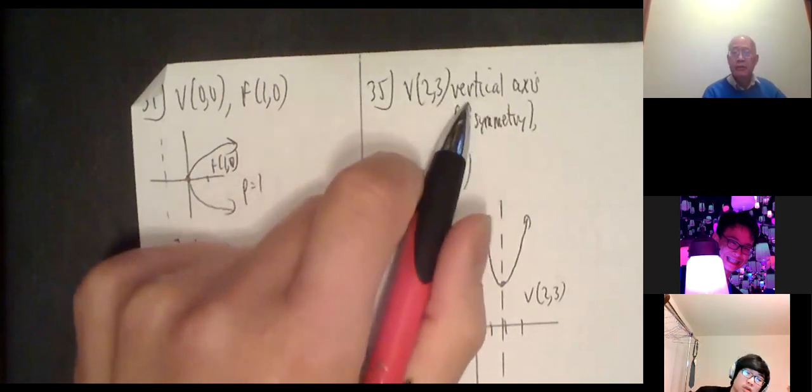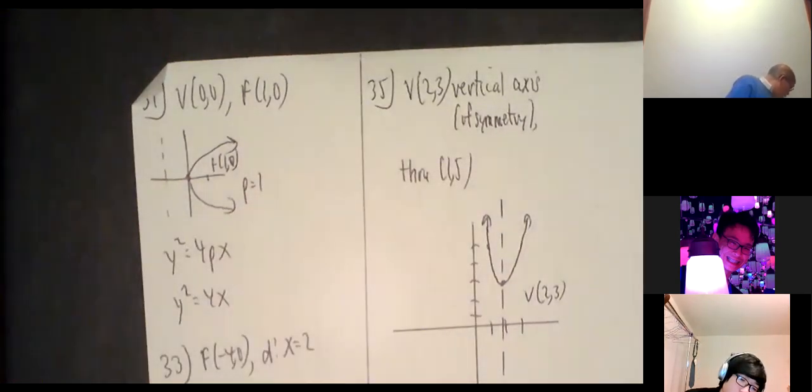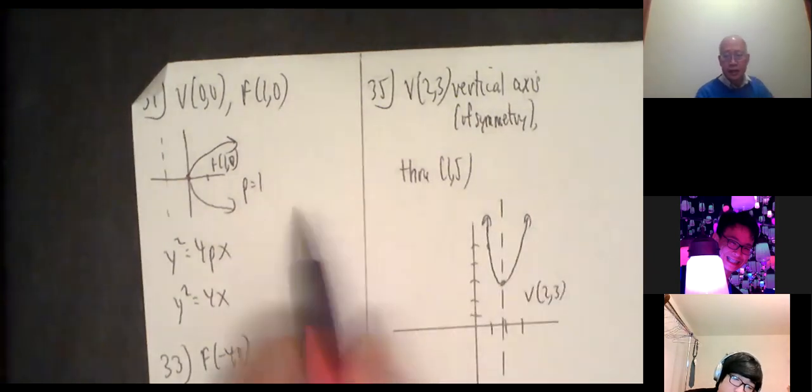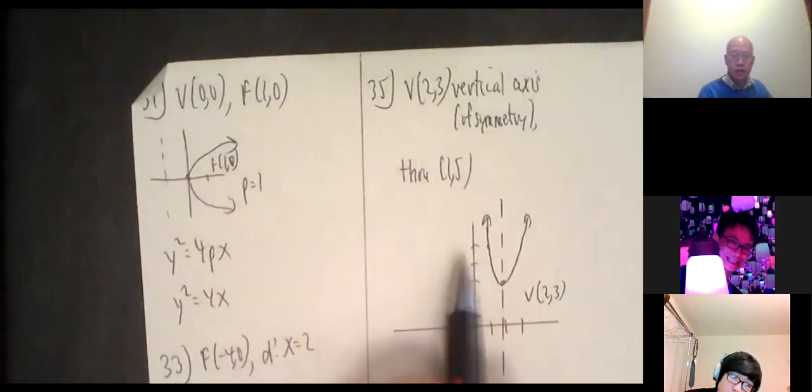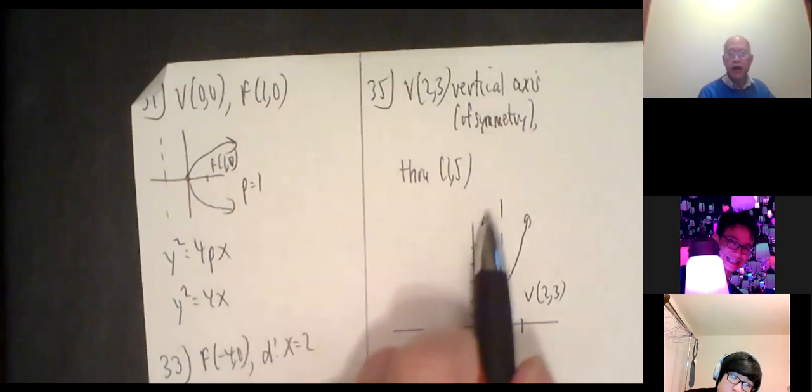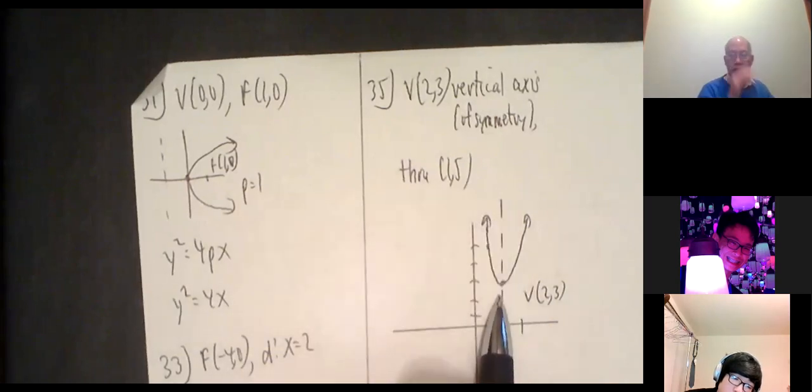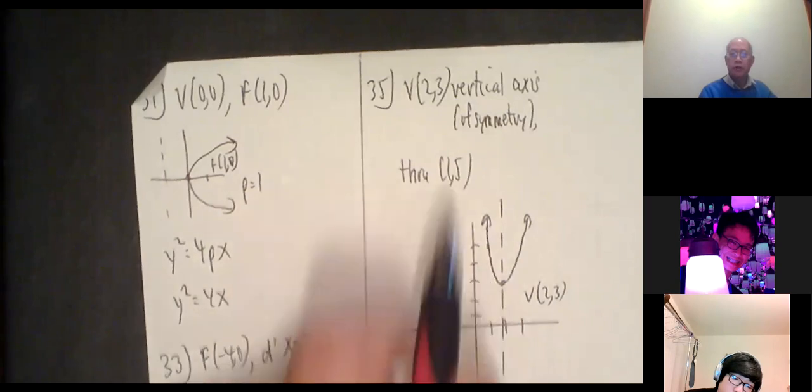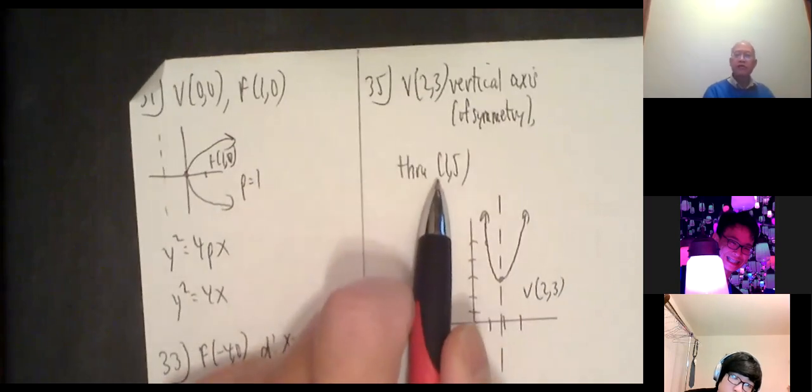Vertical axis means a vertical axis of symmetry. And your problem 35 says a horizontal axis. So that means it's going to go like that, so it's either going to open to the left or right. But a vertical axis of symmetry means it's like this. So it's either going to open up or down, but passing through 1, 5.